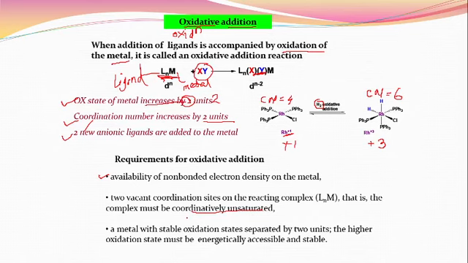Coordinatively unsaturated. That means the coordination number must be low. Only then can new ligands be attached to that molecule, because they require empty space for the addition of the ligand to the metal. Next is the metal with a stable oxidation state separated by 2 units. The higher oxidation state must be energetically accessible and stable. That means the metal must have a low oxidation state, and that's why by the addition of the ligand, its oxidation state is going to increase.